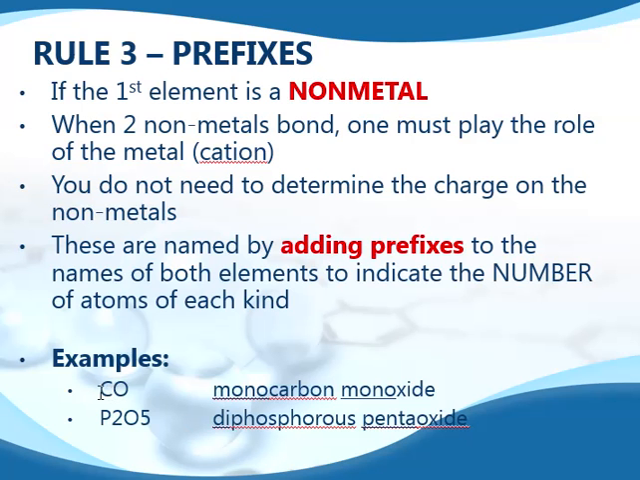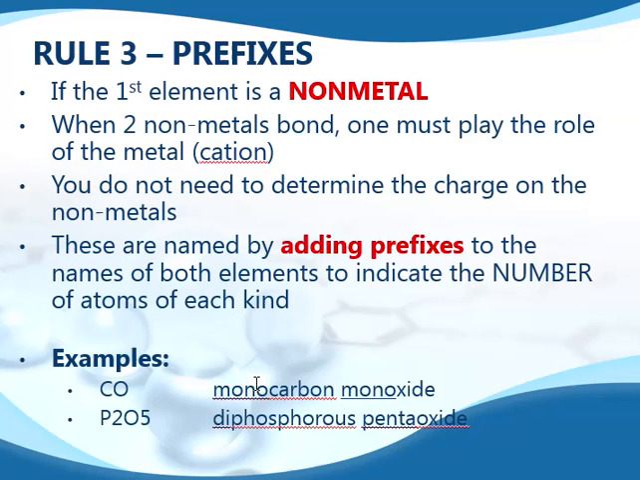So CO, is that first element a nonmetal? Yes, it is. Carbon is not a metal. So how many carbons do we have here? One. Remember, subscripts of one you don't have to write. It's supposed to be assumed. So monocarbon. How many oxygens? There's only one. Monooxide. Now you probably know that more commonly as carbon monoxide. So you can take off the mono on the first one, but not the mono on the second one. Just to be safe, just put mono on each one.